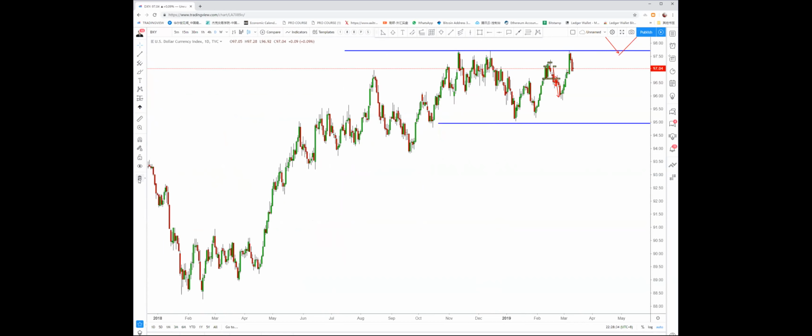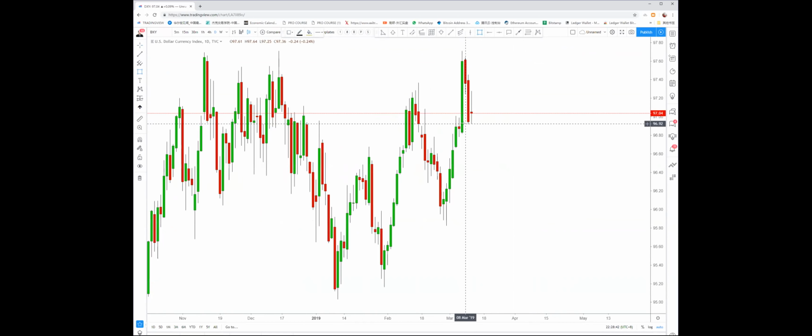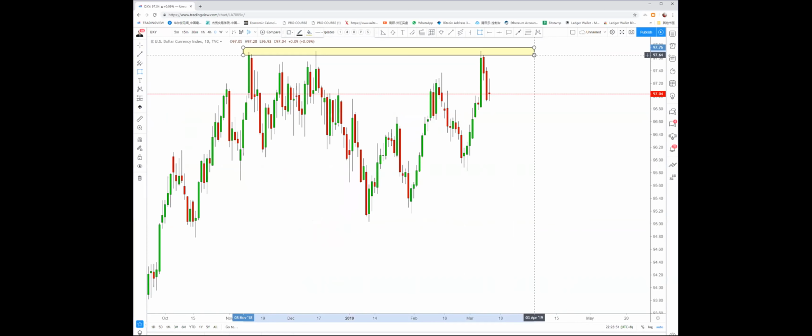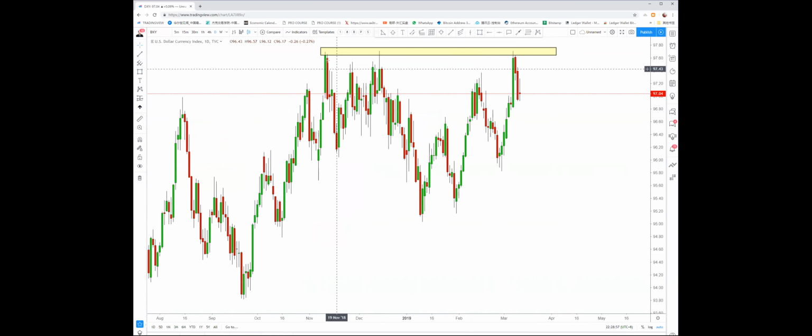All right, so this is a DXY chart on the daily chart. We can see that the dollar had a strong move in the last week, but this week we have a retracement, and now it's testing 97.60. This is a strong resistance, which is a previous high.